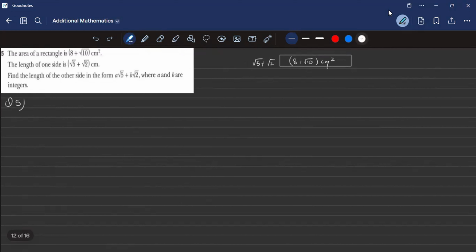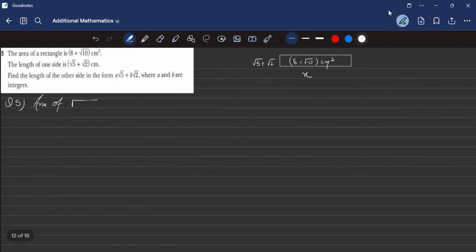So they've told us to find the length of the other side in the form a under root 5 plus b under root 2, where a and b are integers. Now we have known till now that whenever they tell us a form, it's mostly the exact form we are going to write it in. The thing is, right now, it's not one of our worries. The worry right now is how to find the other side. Assuming the other side is x. Okay, so what we're going to do is, what is the area of a rectangle?